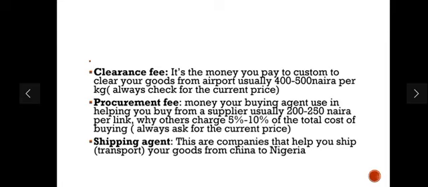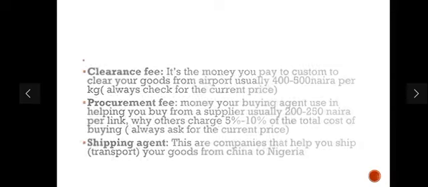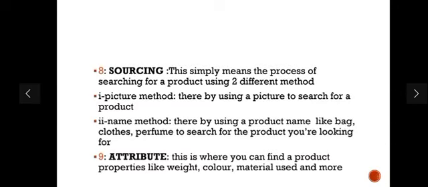So let's say you give an agent a link, you know that okay, I'm going to pay him a particular price per link. So who is your shipping agent? You already know about your procurement link and your shipping agent. These are companies that help you ship your goods from China to Nigeria. When they help you ship your goods to Nigeria, they send you your pickup message, then you calculate and you pay them. If you do not pay them, we have what we call demurrage and the rest. Don't worry, we'll talk about that more.